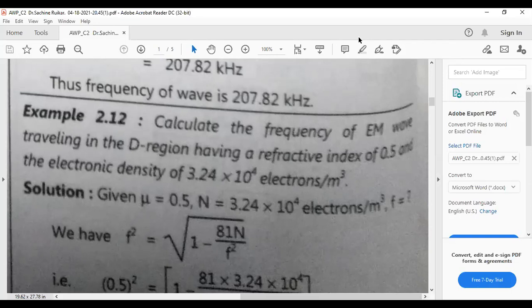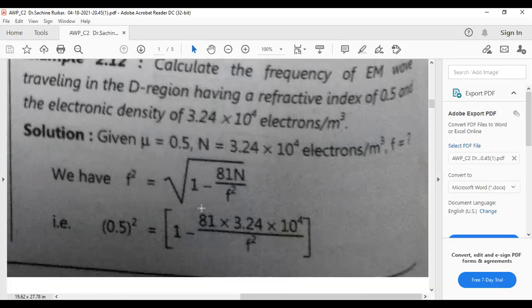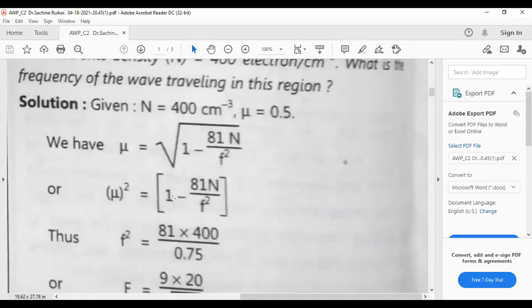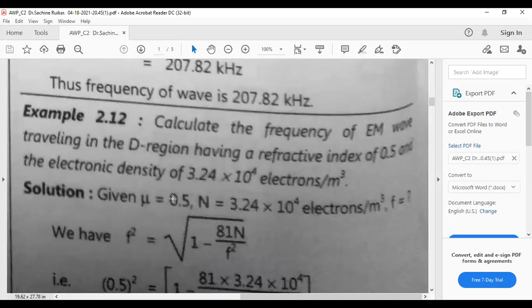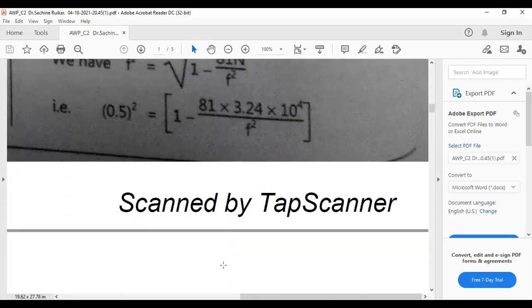So again you can use the formula here. Again, there is a correction in the formula. Here it will be mu squared is equal to 1 minus 81 n divided by f squared; make a correction here. Either mu is equal to the root of 1 minus 81 n divided by f squared, or if you are taking the squared term, then squaring on both sides, mu squared is equal to, in brackets, 1 minus 81 n divided by f squared, likewise.